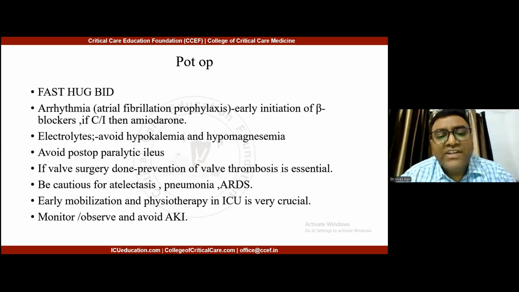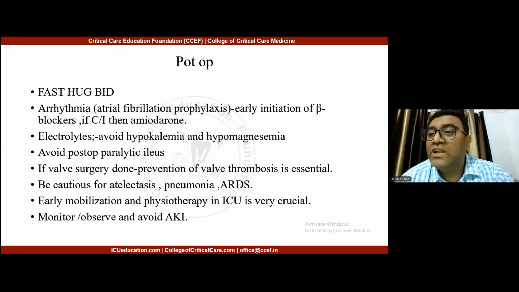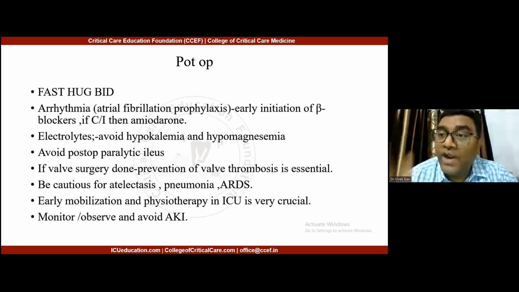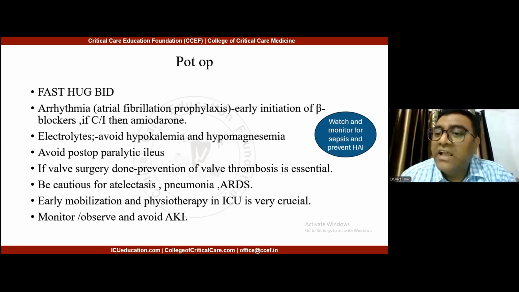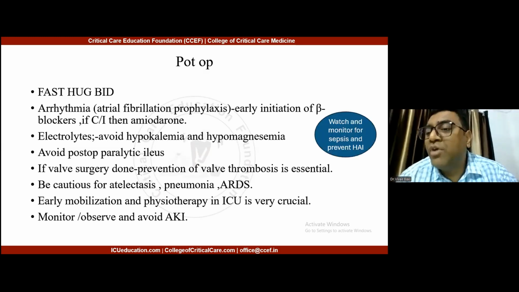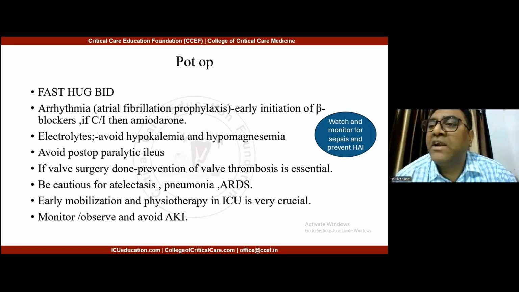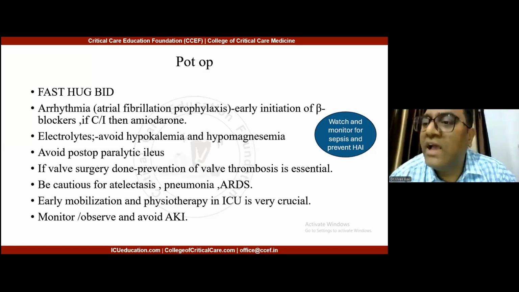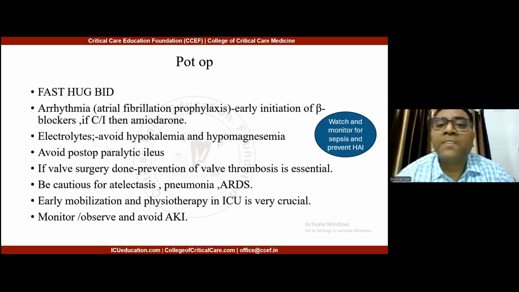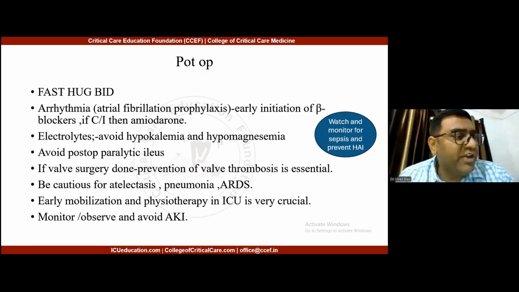Again, early mobilization and physiotherapy in ICU is very crucial in post-op cardiac surgical patients. Monitor, observe, and avoid AKI in all these patients. And most importantly, watch and monitor for sepsis and try to prevent healthcare associated infection or the ICU infection in such patients. With this, I'm covering all these things.